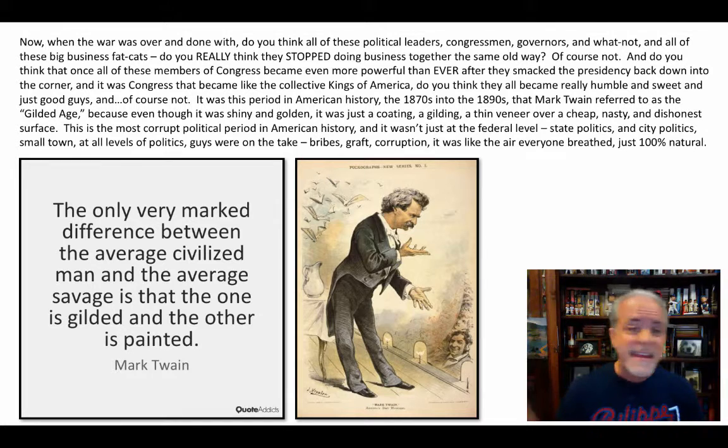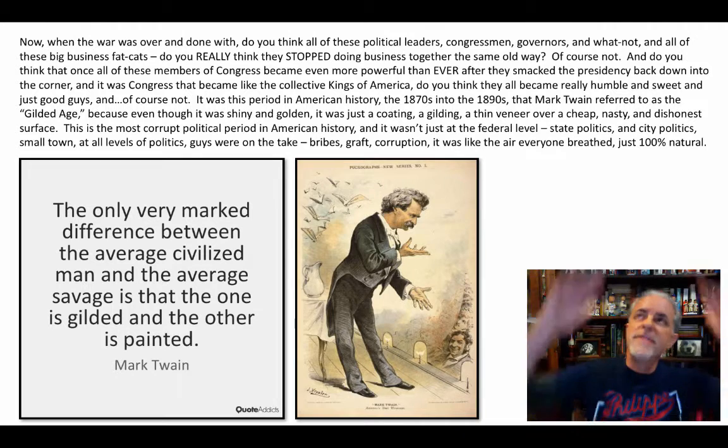It was this period in American history, the 1870s into the 1890s, that Mark Twain referred to as the Gilded Age. Because even though it was shiny and golden, it was just a coating, a gilding, a thin veneer over a cheap, nasty, and dishonest surface. This is the most corrupt political period in American history.